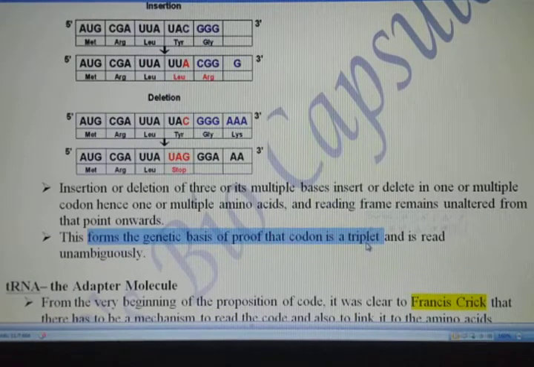3 nitrogen bases, 1 codon. After that, 3 again, 3 again, 3. It is going to continue till a stop codon comes onto the mRNA. Till then, new amino acids keep on being attached to the polypeptide chain, and the polypeptide chain continues elongation. And when the stop codon arrives onto the mRNA, protein synthesis stops there.